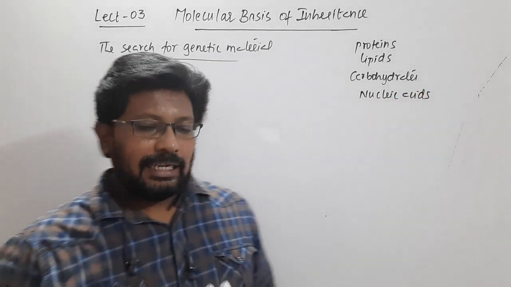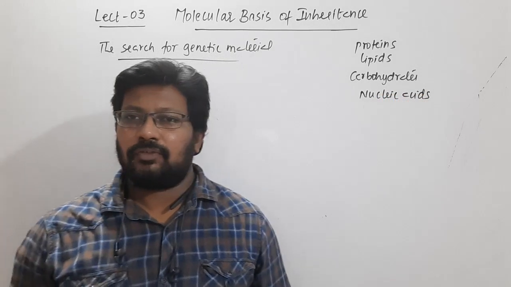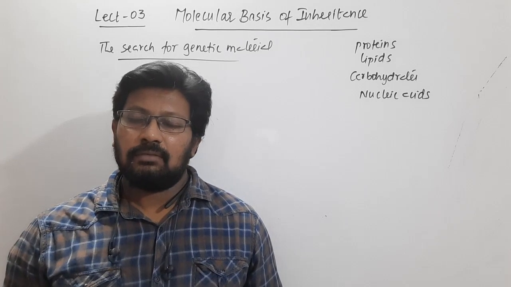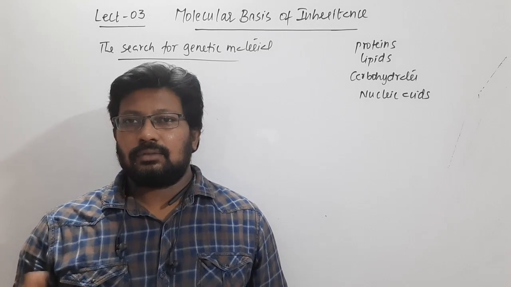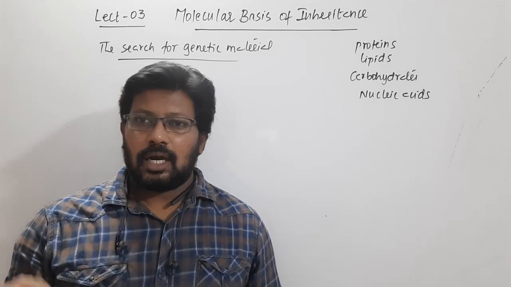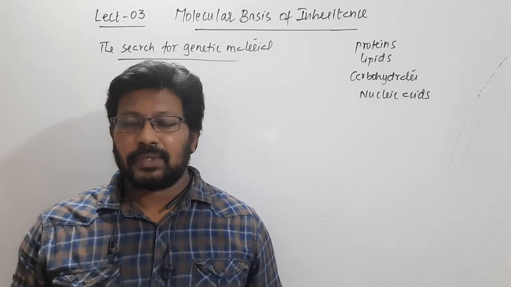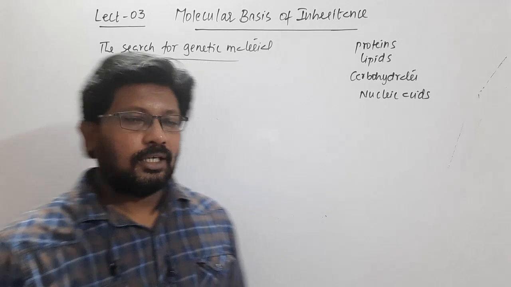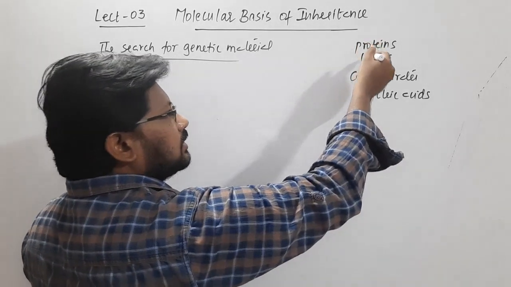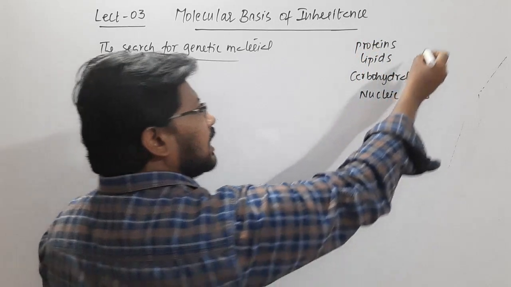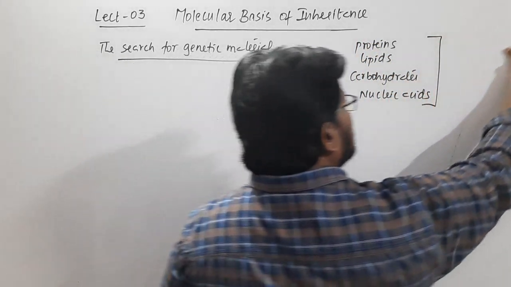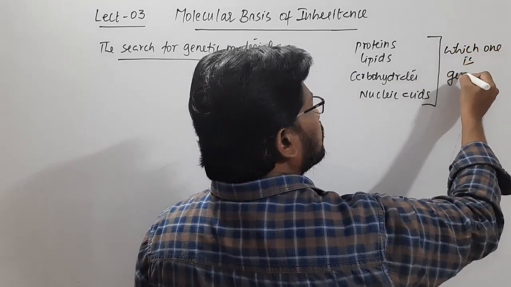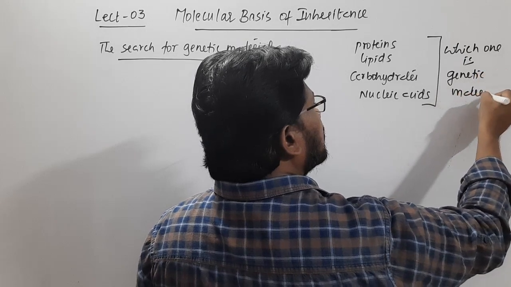In earlier days, suppose before 1900, no one knows what actually is being passed from parents to offspring. Is it the proteins that are passing from parents to offspring, or carbohydrates, or the lipids, or the nucleic acids? So no one knows out of these proteins, lipids, carbohydrates, and nucleic acids which one is genetic material. Which one is genetic material?